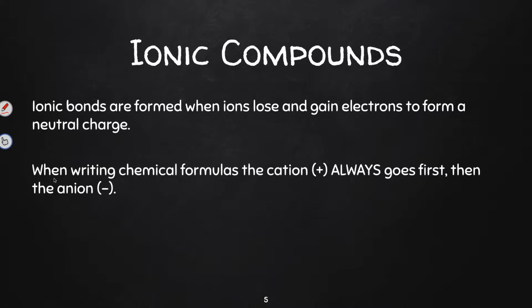Ionic compounds are made of ions. Pretty easy to remember. Ionic bonds are formed when ions lose or gain electrons to form a neutral charge. When you write the chemical formulas, it's really important you put the cation or the positive ion first, and then the negative anion. I like to remember this because the cations or the positive charges are found on the left-hand side of the periodic table. The anions or the negative charges are found on the right-hand side of the periodic table. So it makes sense to go from left to right, positive and then negative.